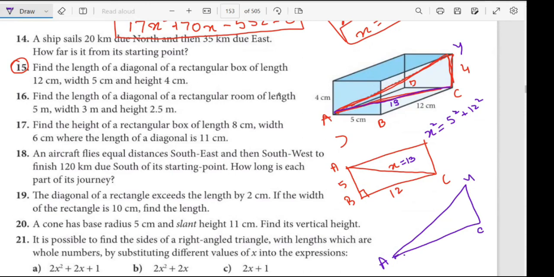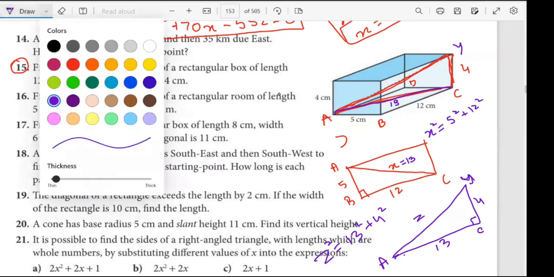AC you have just calculated is 13. C to Y is the height, which is 4. And now you have to find this AY. Let's suppose I call it Z. This side Z you have to find. And again, this one is a box, so this corner will also be 90 degrees. So again, for the Z, you have to write this formula. Z square is equal to 13 square plus 4 square. So quickly tell me what is the value of Z then?